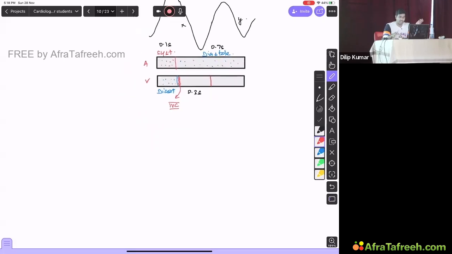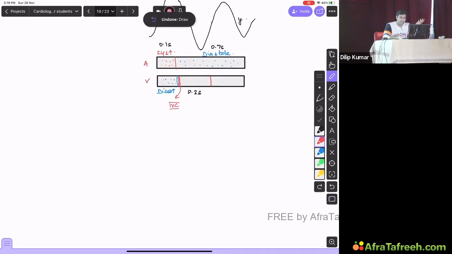So after this small phase, your ventricular ejection will happen. Ventricular systole will take over and ejection will start happening. And you can further divide this ejection into two components. The first component, we can call it the rapid ejection phase. And the second component, you can call it the slow ejection phase.